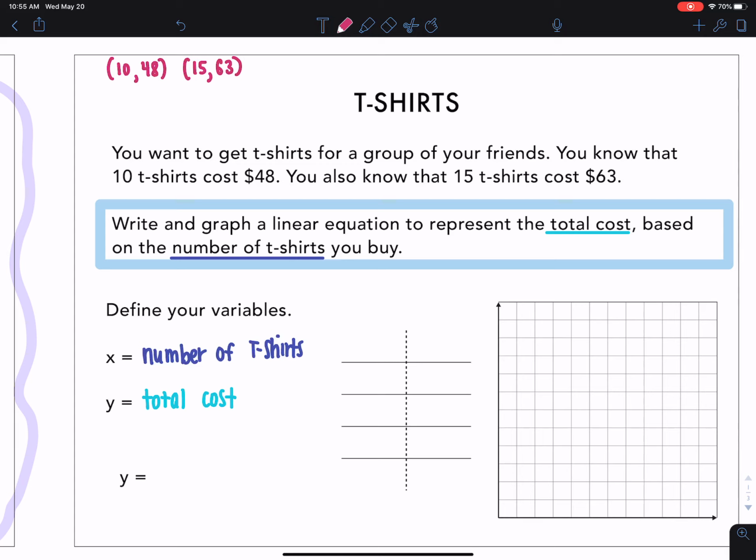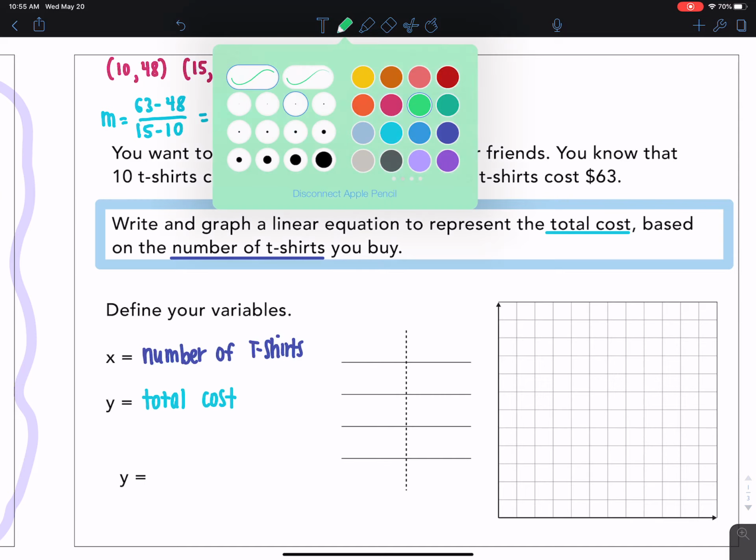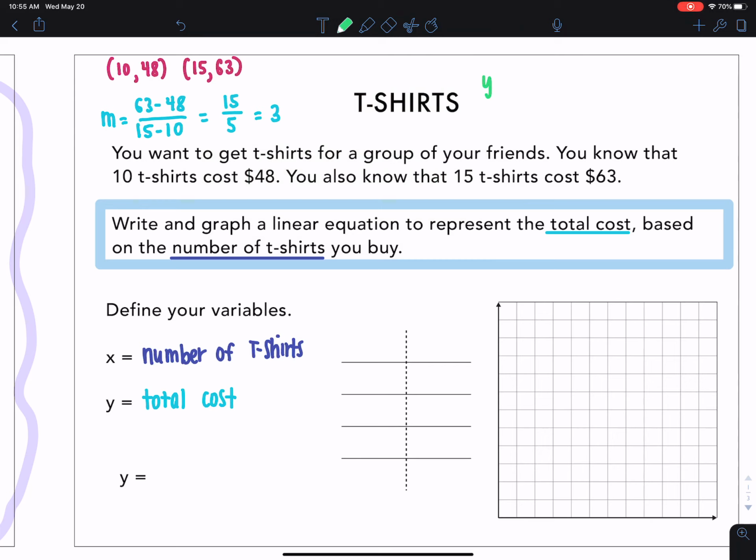When we have 2 points, we need to first find the slope of that line. So it's going to be 63 minus 48 divided by 15 minus 10. So 63 minus 48 is 15. And then 15 minus 10 is 5. And 15 divided by 5 is going to be 3. So the slope of our line is 3. Now we can use either method to figure out the equation.